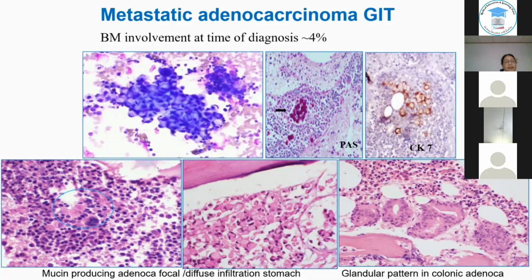However, then it becomes difficult. But if there is diffuse infiltration, as you can see in the second picture, with typical signet ring cells, the diagnosis becomes very easy. It is metastasis from stomach. Then the last picture shows glandular pattern in colonic adenocarcinoma.